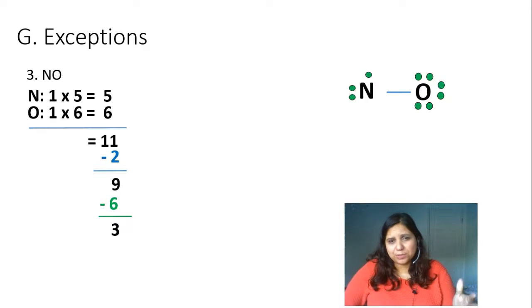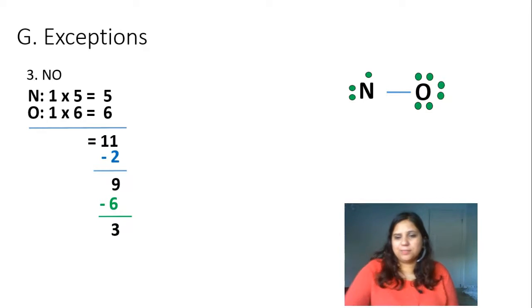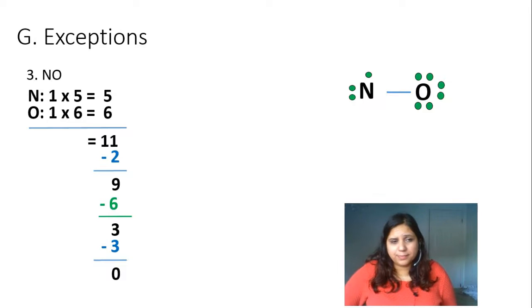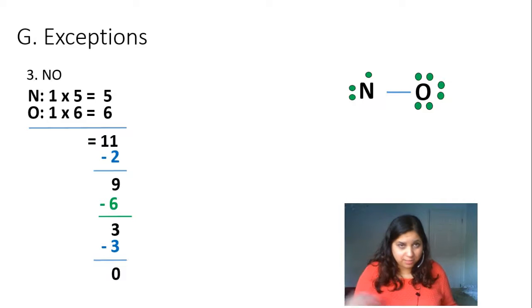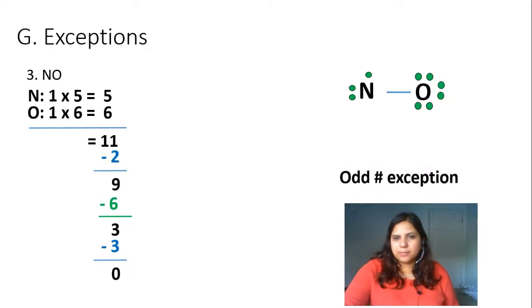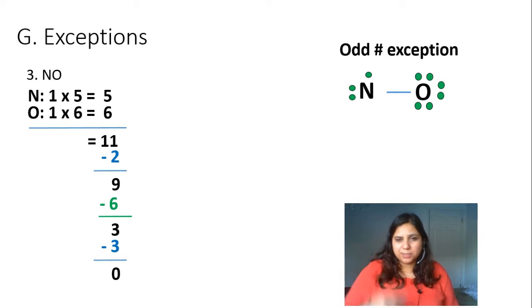So, that leaves me with 3. I put them on the nitrogen. And now I have no more. Down to 0. Okay, so now here's where we start stealing. There's also something odd, which is that there is an odd number of valence electrons. So notice nitrogen has that one little lonely electron at the top. We call this the odd number exception.